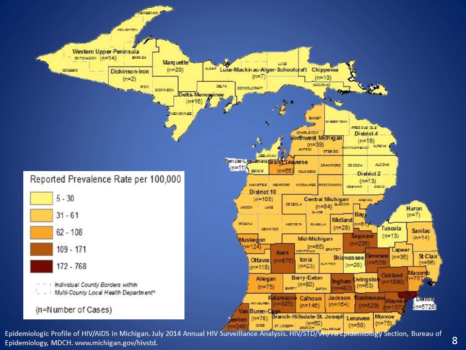And finally, this is just a slide showing the overall prevalence of HIV across the state. So you can see the darker areas where we have more people living with HIV are really centralized around areas with larger populations in the state as a whole.